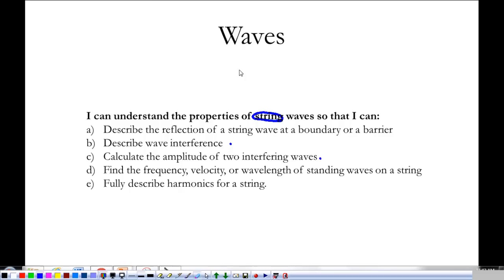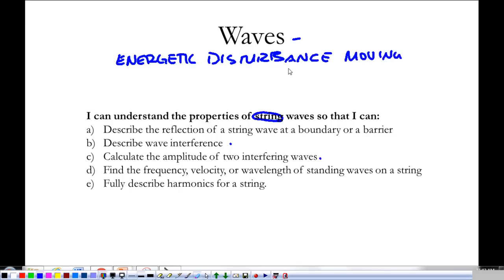So just to reiterate a point, waves for us are a traveling energetic disturbance, an energetic disturbance moving through a medium. So, for a wave on a string, our medium is going to be the string, and our energy is going to be us flicking a pulse into the string that moves down the string.